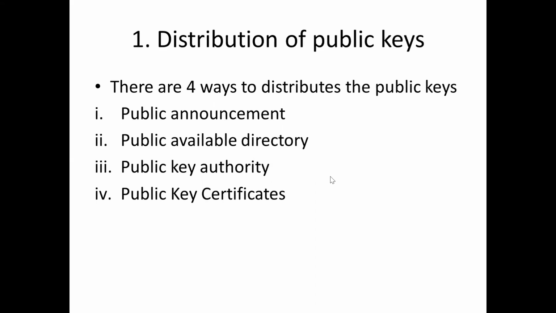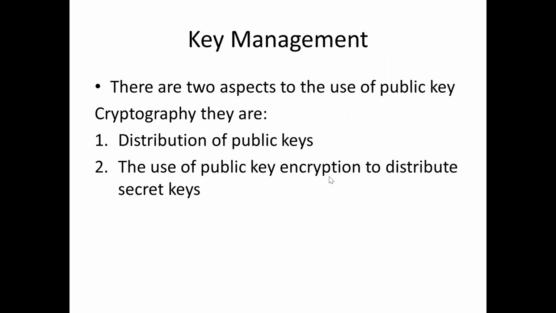Now, the first one is the distribution of public keys. How can the public keys be distributed? There are 4 ways to distribute the public keys: the first is public announcement, the second is publicly available directory, the third is public key authority, and the fourth is public key certificates.